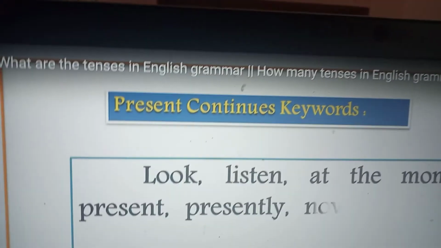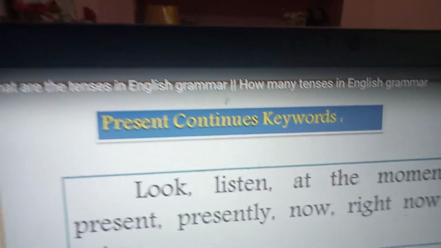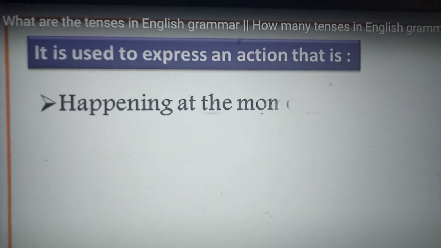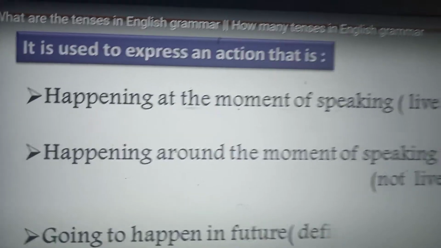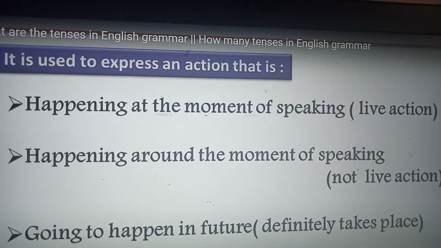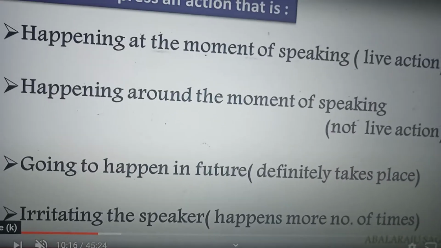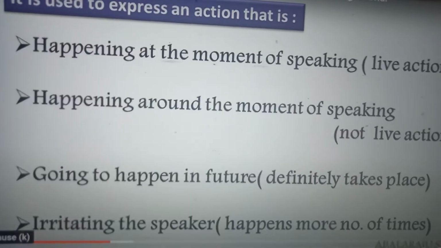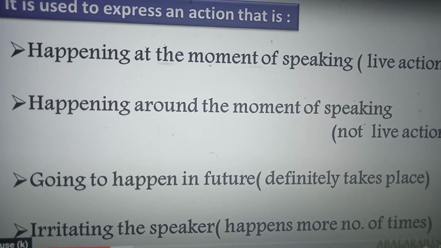ING form. Look, she is looking at us. Look, she is doing the homework. Like that. Listen, these are the words. It is used to express an action that is happening at the moment of speaking. Now when I speak, it is happening, a live action. It can also be happening around the moment of speaking, not a live action, or going to happen in the future, or irritating the speaker when it happens more number of times. For this we are using it.